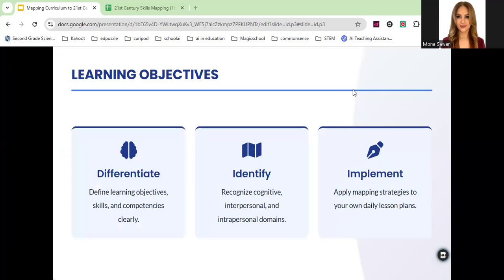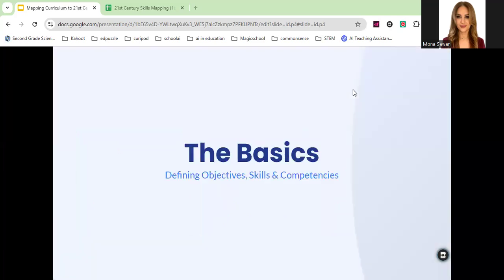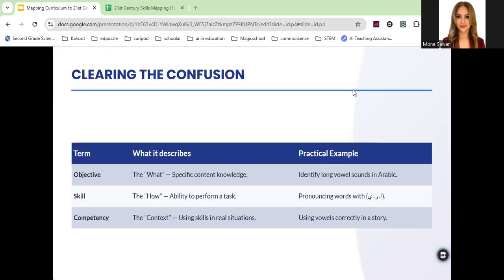By the end of this session, you will not only understand, but also apply mapping in your own lessons. First, let's clarify key concepts. There is often confusion between objectives, skills, and competences. If we don't clarify this, mapping becomes inaccurate. Now, where do these fit? This example shows how one lesson can be viewed in 3 ways. Same content, but different depth of learning.